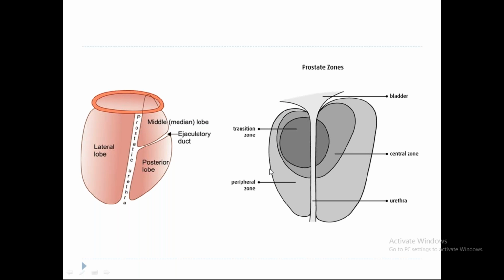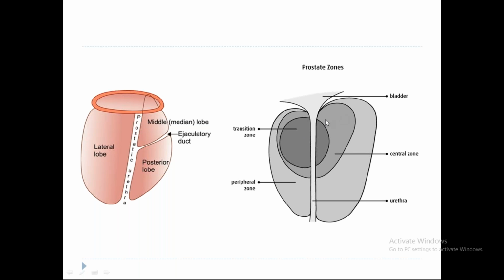Coming to the zones. Zones are very much important here. You all know BPH arises from the transition zone. So this zone will be enlarged, leading to narrowing of the urethra. So the patient presents with lower urinary tract symptoms. Whereas carcinoma arises in the peripheral zone here, so it does not compress the urethra. So in CA prostate, patients will present late.